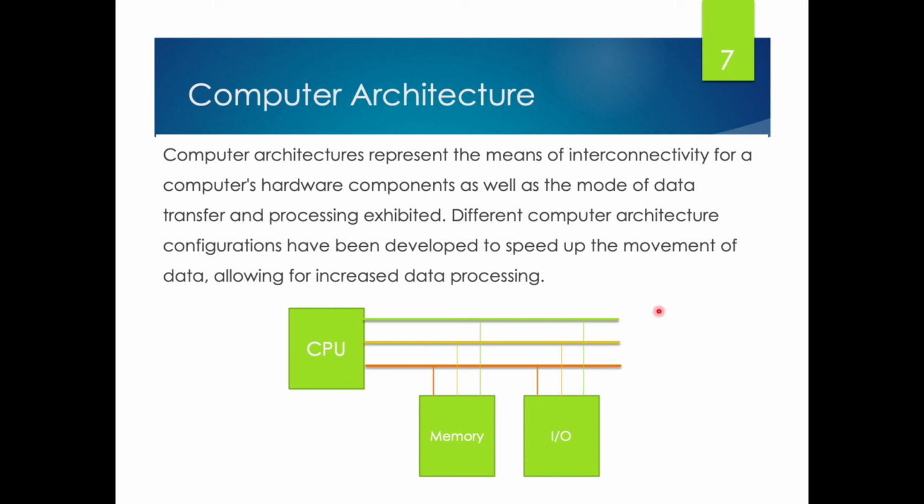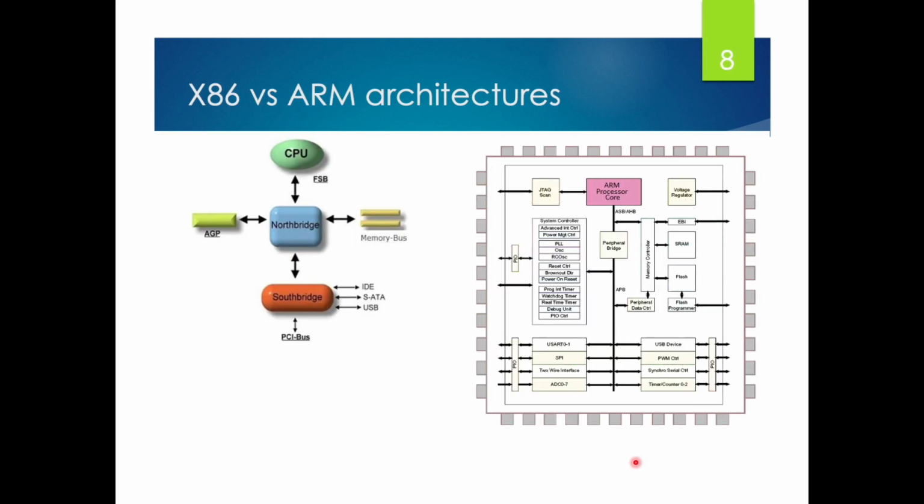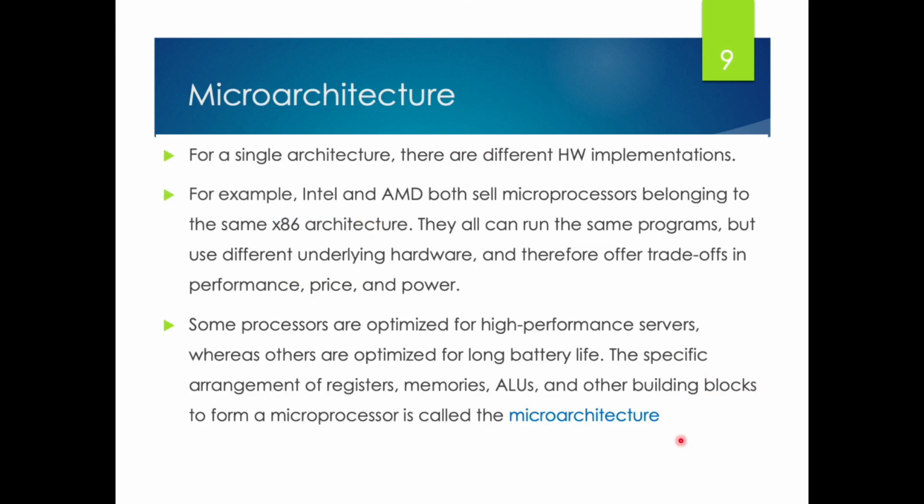And this is a kind of architecture. These slides show the difference between different architectures. On the left, we have the architecture of x86, which Intel uses, and on the right, we have the ARM architecture. You can see that the interconnectivity between components is quite different, right? Next, we will talk about the microarchitecture.